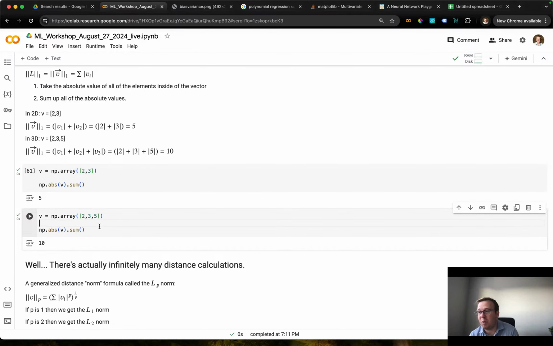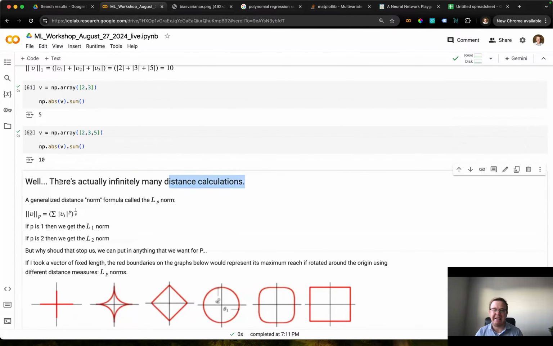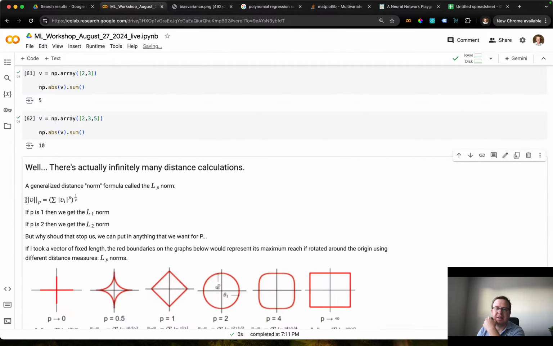Wow, there's more than one distance calculation. Maybe you knew that, maybe you didn't, right? Well, there's actually infinitely many distance calculations, okay? And we can generalize the equation for distance into this equation here. We call this the LP norm. It's not the L1 norm, it's not the L2 norm, it's LP, and P is a parameter which we can indicate. Okay, let me zoom in here.